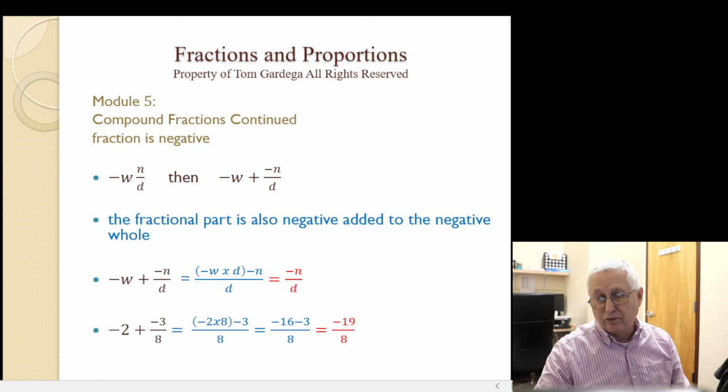Here we have negative numbers. It's a negative fraction actually, negative W, N over D. Then we have negative W plus negative N over D. The fractional part is negative, added to the negative whole. So we have here negative 2 plus negative 3 over 8. 8 is our denominator. Negative 2 times a positive 8 is going to be negative 16. And we have negative 3, which we're adding to it, so negative 16 plus negative 3 gives us negative 19 over 8.